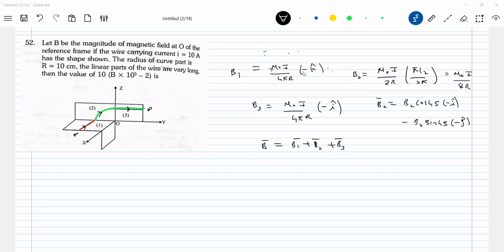B3 direction is minus I cap. It lies in the zy plane, no? And for B3, put the thumb in the direction of current, the fingers will be along the negative x-axis, right hand thumb rule. Or take help of Biot-Savart law, semi-infinite wire. It should be along the x-axis here, along the negative x-axis.